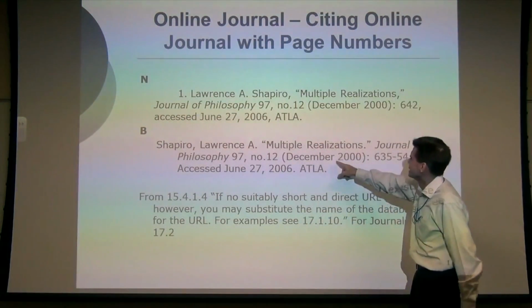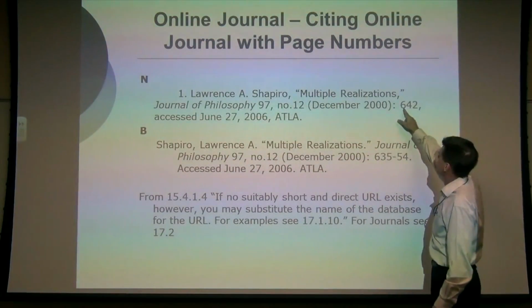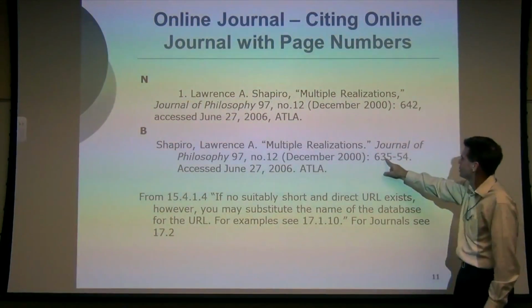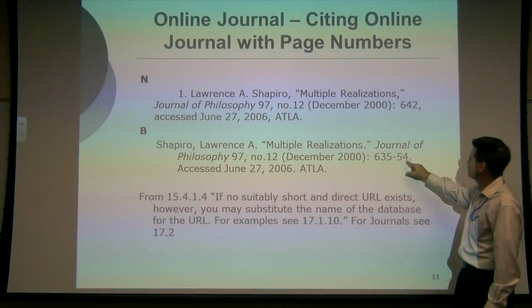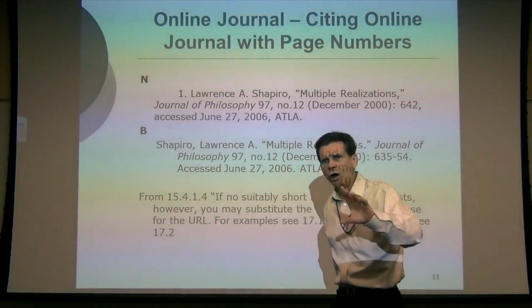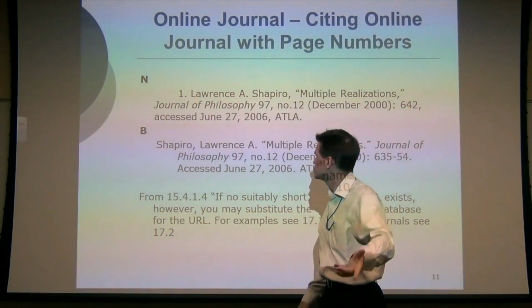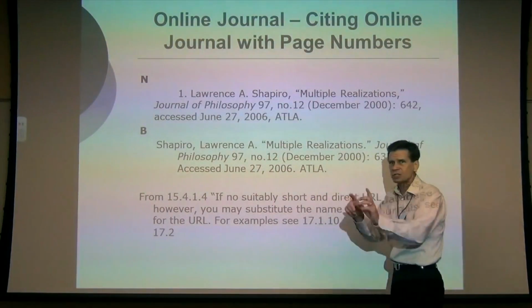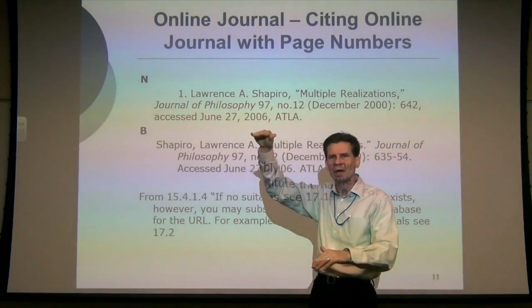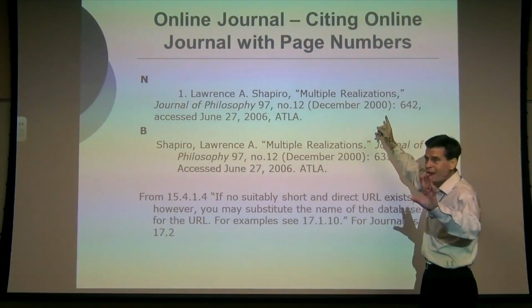So then the date of the publication, this ends in a colon, this ends in a colon, 642, comma, 634-54, period. Why the difference? Up here for the note, all they want to know is what page you found that quote on. So it's just one page. Or if it starts at the bottom of one page and goes to the top of the other, you can have two there. But not normally. Usually it's just one page.